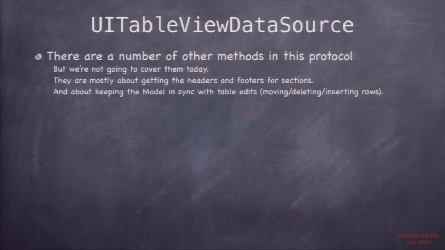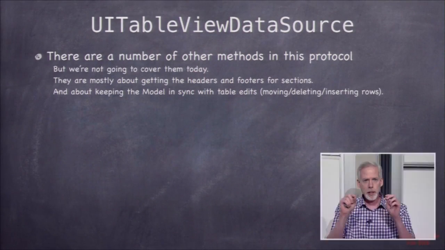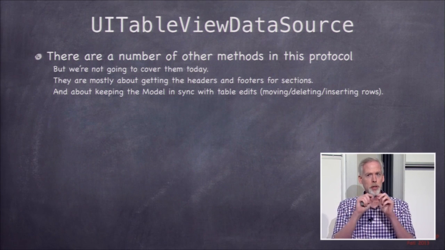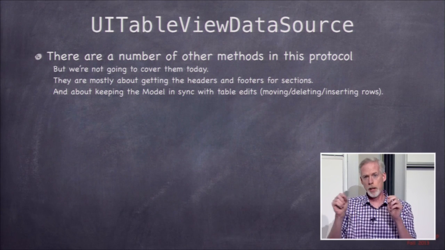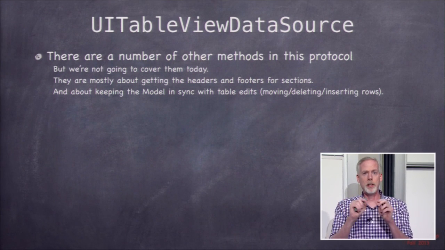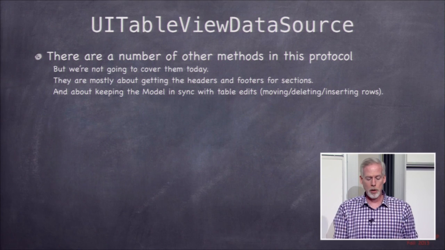There's a bunch of other methods in this data source protocol that we're not going to talk about. They're mostly about getting the titles of the headers and the footers. You will need the one that returns the string for a header, because you're going to have a section header. That's going to be the name of the country in your homework.